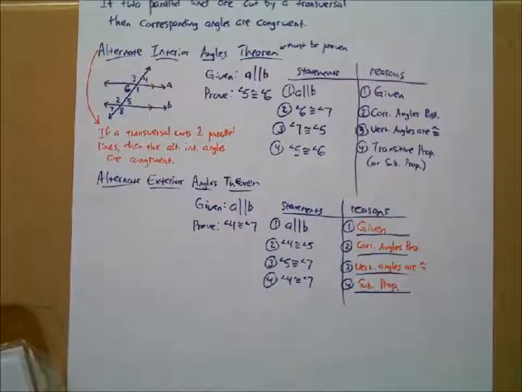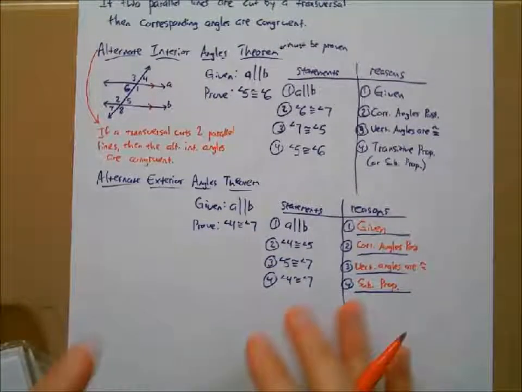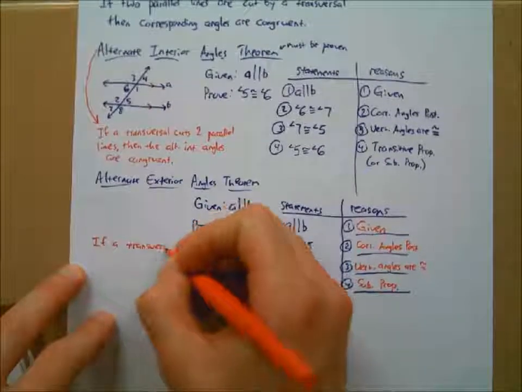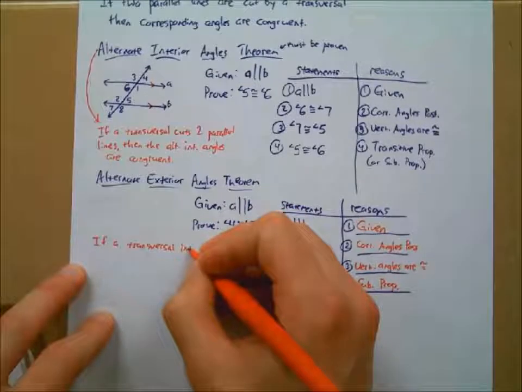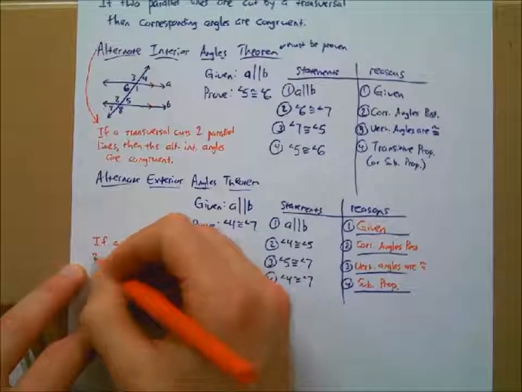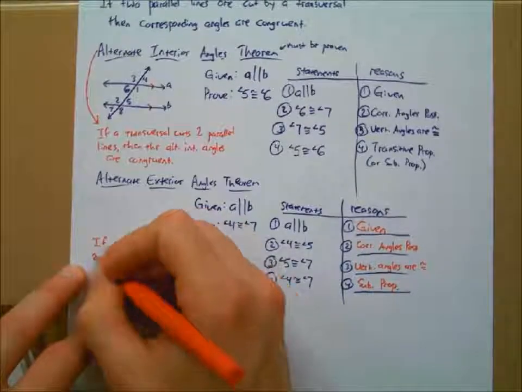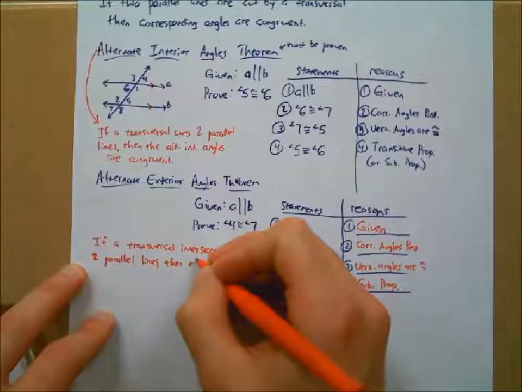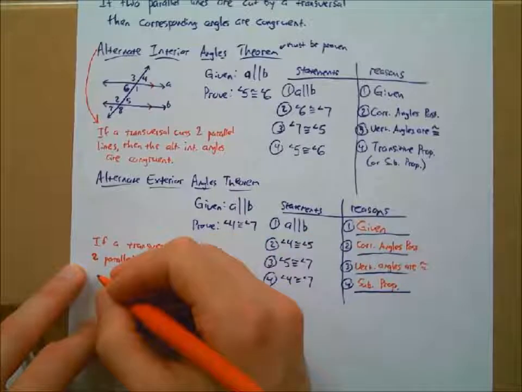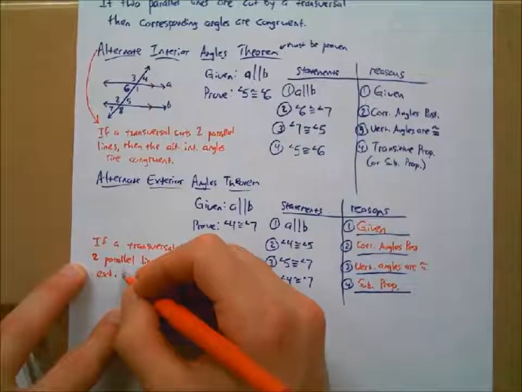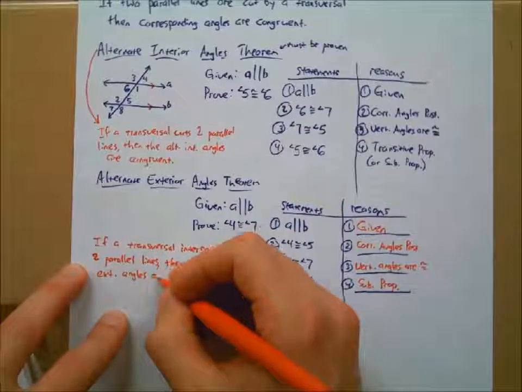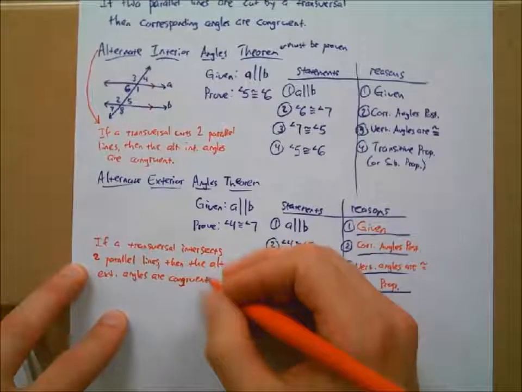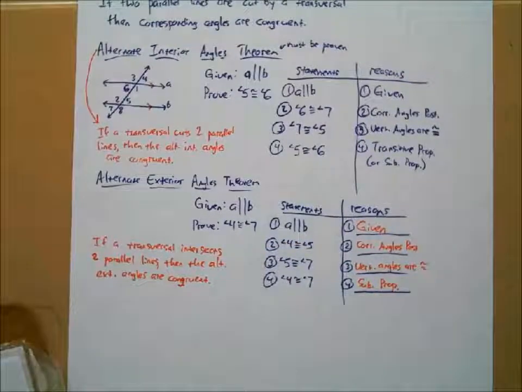Either one. Aha, so now we have alternate exterior angles. So if a transversal intersects two parallel lines, then alternate exterior angles are congruent. You must have those two lines parallel in order to use the fact that alternate exterior, alternate interior, and corresponding angles are congruent.